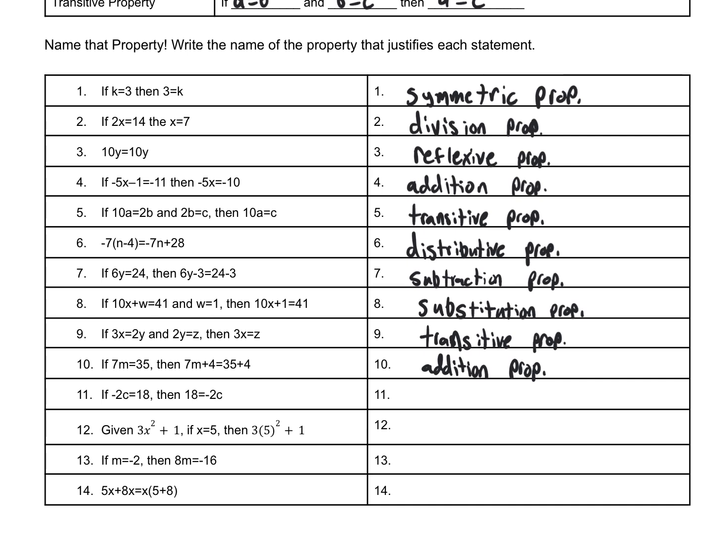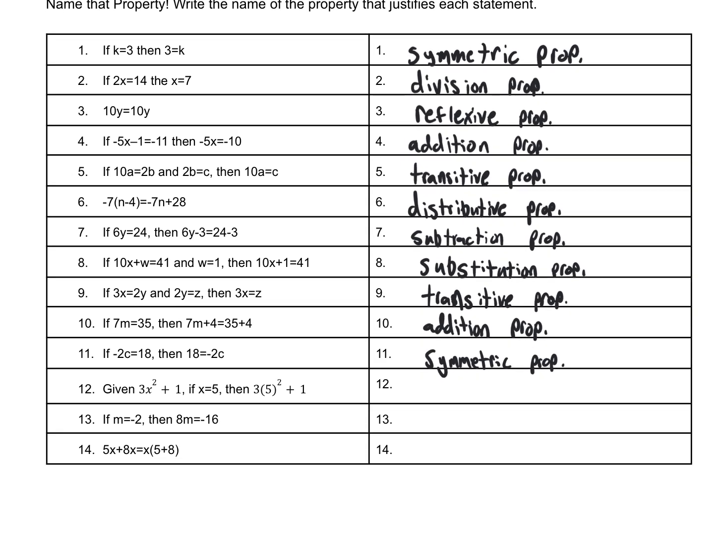Next, 11, if negative 2c equals 18, then 18 equals negative 2c. Just flip from one side to the other, so that is the symmetric property. Number 12, given 3x squared plus 1, if x equals 5, then 3 times 5 squared plus 1, that is going to be the substitution property.